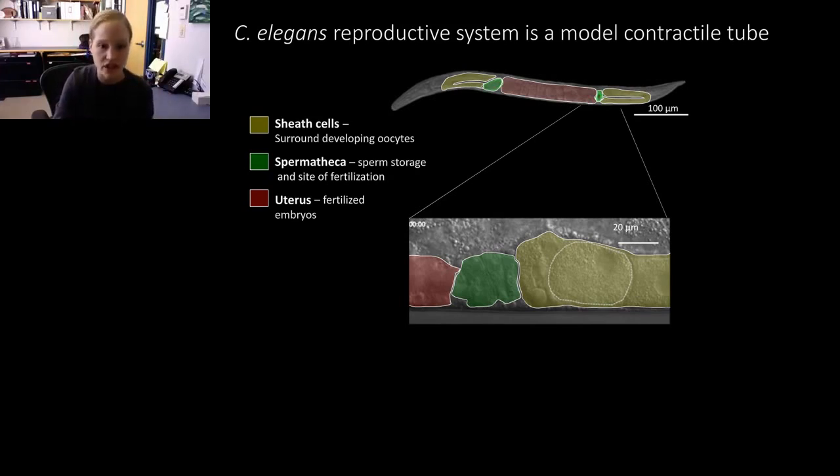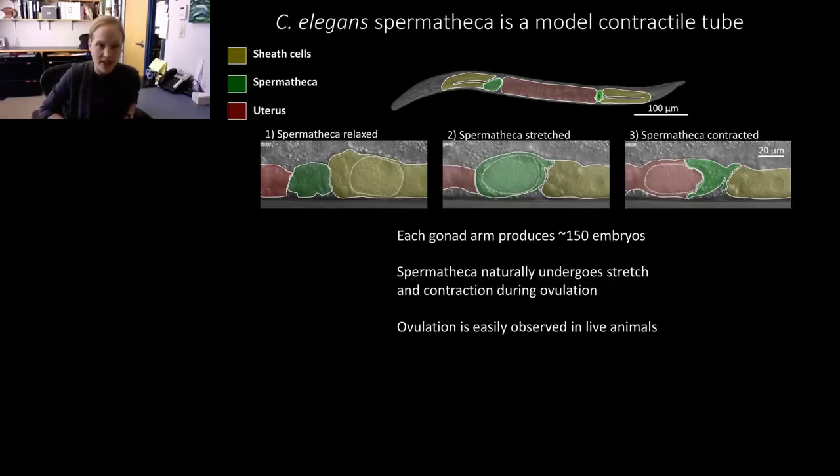And so here's just a zoomed in picture of what that looks like, where the spermatheca is shown in green, the sheath cells that surround the oocyte and contract to push the oocyte into the spermatheca are shown in yellow, and the uterus is shown in red. Specifically, the part of the system that we're really interested in and that we use as our model is the spermatheca, which is a sac-like organ of 24 myoepithelial cells that houses the sperm and is the site of fertilization.